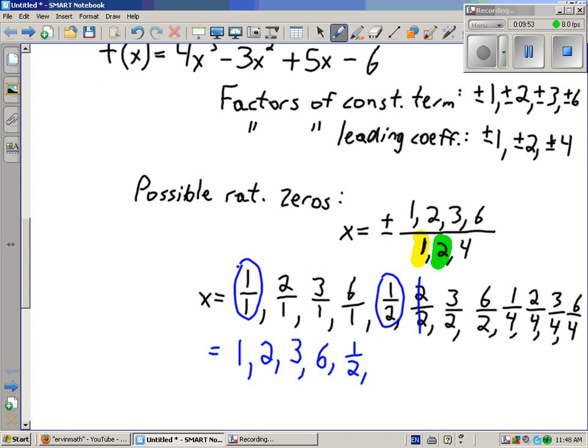I'll just skip that. Next up in the list is 3/2. Then 6 over 2, that's equal to 3. We've already got 3, so I'll skip that. 1 over 4, we don't have that part of our list. 2 over 4, that's the same thing as 1/2, and we already have that, so I'll skip that. 3 over 4, we don't have. 6 over 4, that's the same thing as 3 over 2, so we already have that. After doing this a couple of times, you'll be able to go from this step to this step in one fell swoop. But for right now, it's just laying it all out there.